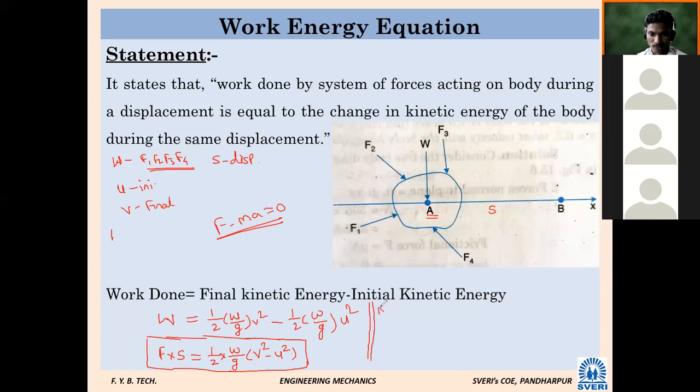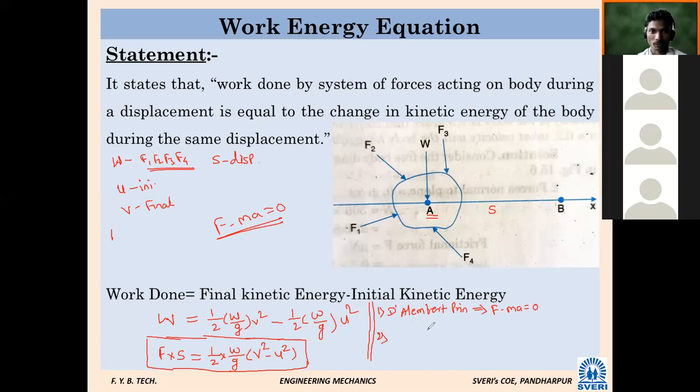Which are they? First one is D'Alembert's principle. What is its equation? D'Alembert's principle: F minus ma is equal to 0.